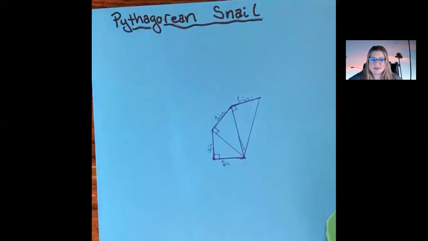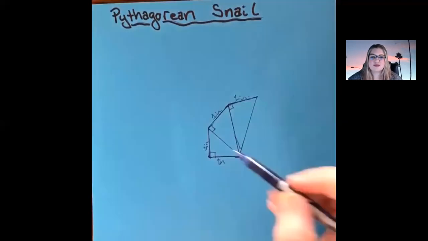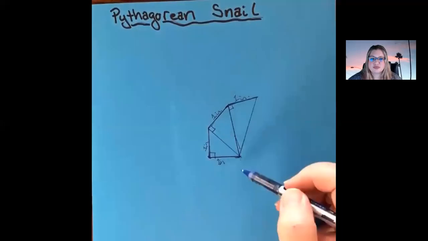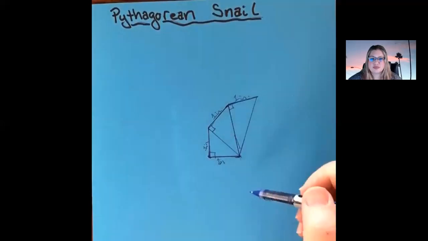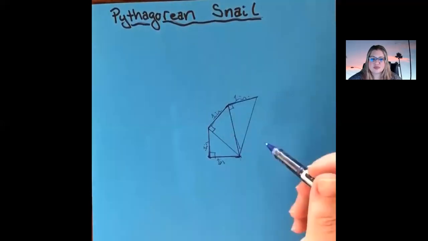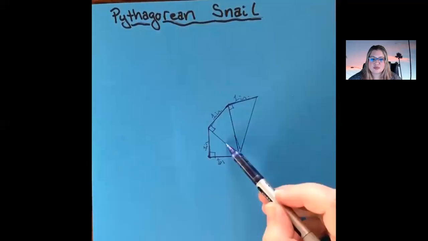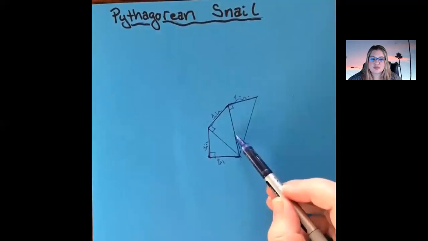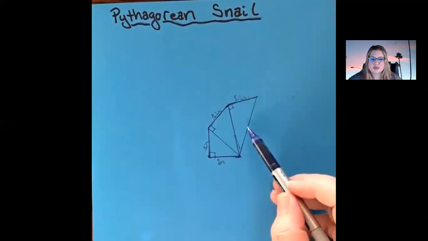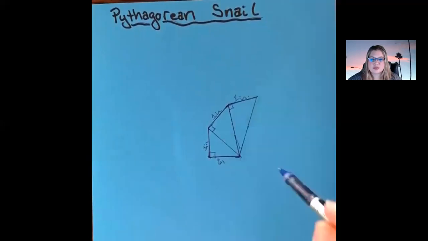And the interesting thing about the Pythagorean snail is all the hypotenuses are always a square root of the next number up. So this one will be square root of 2. This one will be square root of 3. This one will be square root of 4, or 2 inches, and so on and so forth. So that's what makes it special.